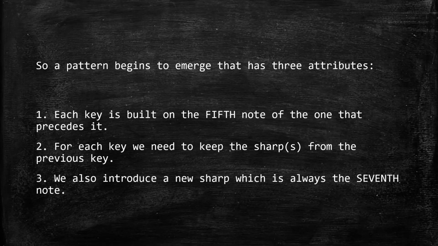So a pattern begins to emerge that has 3 attributes. Each key is built on the 5th note of the one that precedes it. For each key, we need to keep the sharps from the previous key. We also introduce a new sharp, which is always the 7th note.